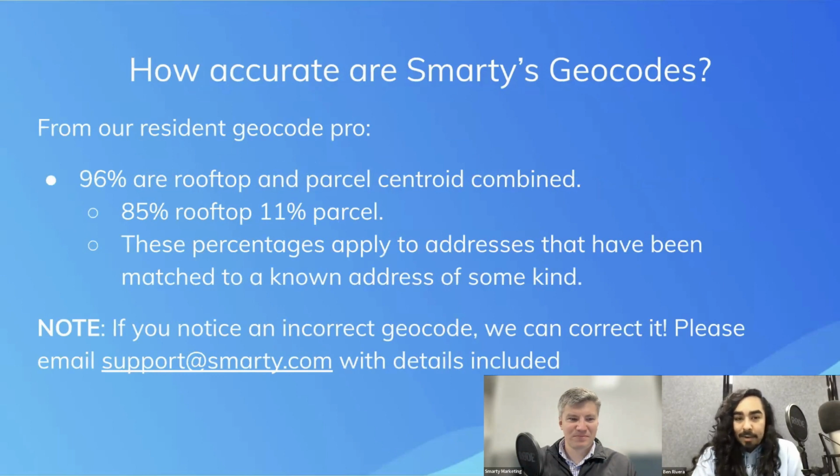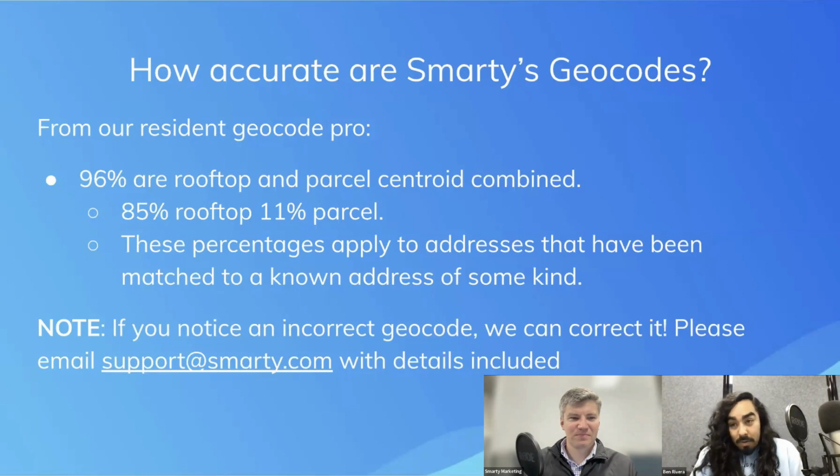Another question we get is how accurate we are. These are our official numbers. So from the main source of our geocoding data, we have 96% of the addresses are rooftop accurate. Of those 96, 85 are actual rooftop and the other 11 is parcel. As you can see, the percentages apply to addresses that have been matched. So these are addresses that we do know that we have had pass through our system at least once.